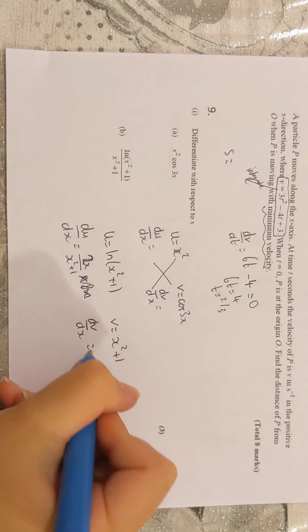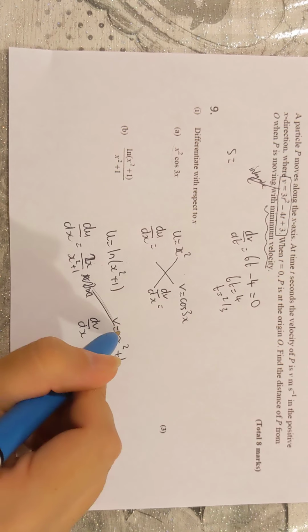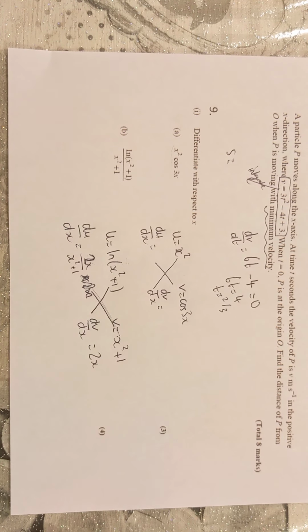So quotient rule, you would then do this one times this one. So it's the v1 first, take away this one times this one, and then that goes over v squared.